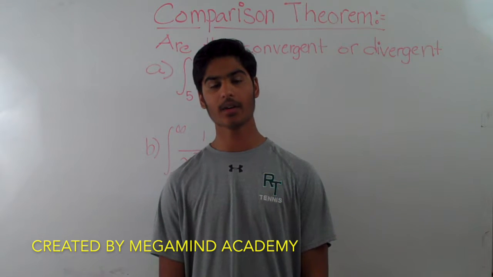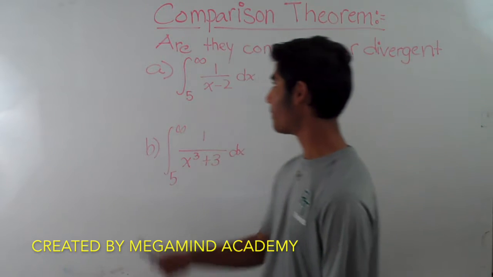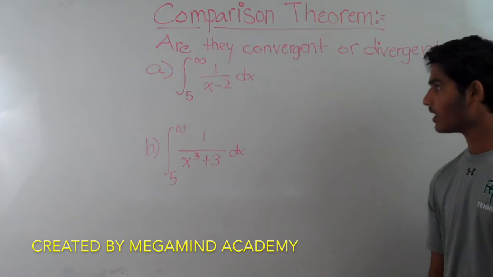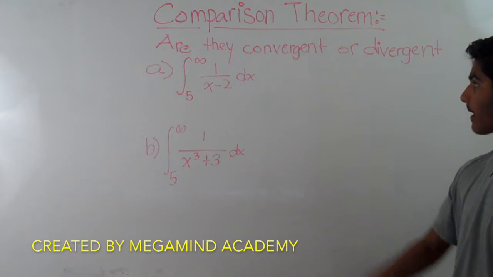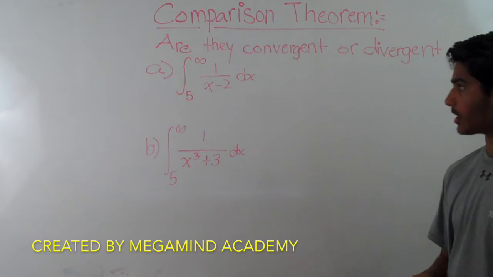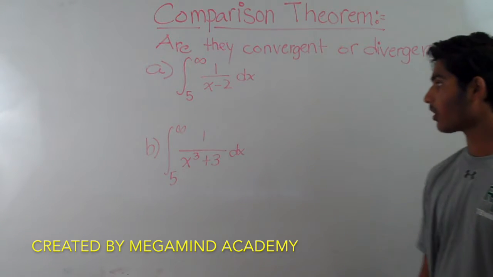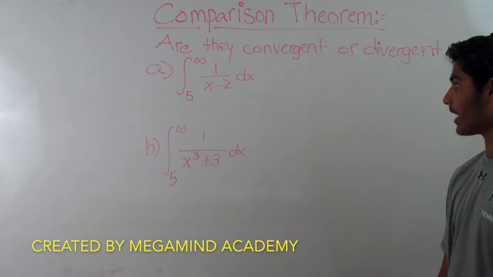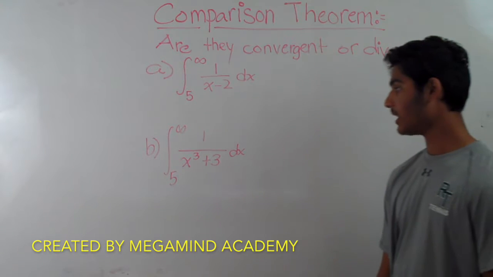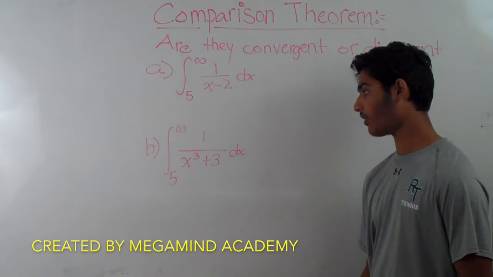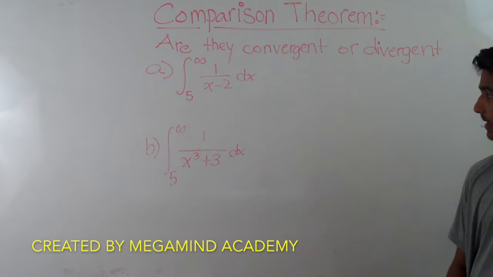Hi! Today we're going to learn about the comparison theorem in calculus. Let's say we have a problem like this. Are they convergent or divergent? We're talking about A, the integral from 5 to infinity of 1 over x minus 2 dx, and B, the integral from 5 to infinity of 1 over x cubed plus 3 dx.